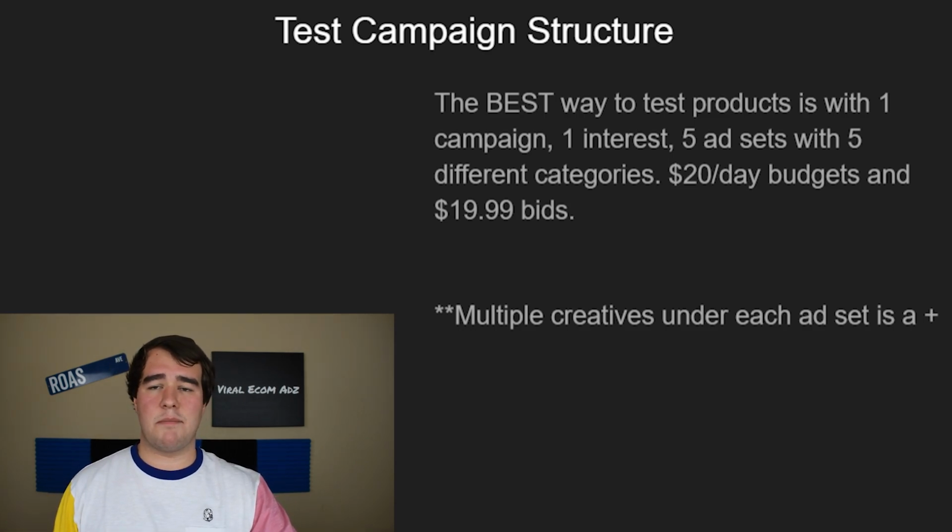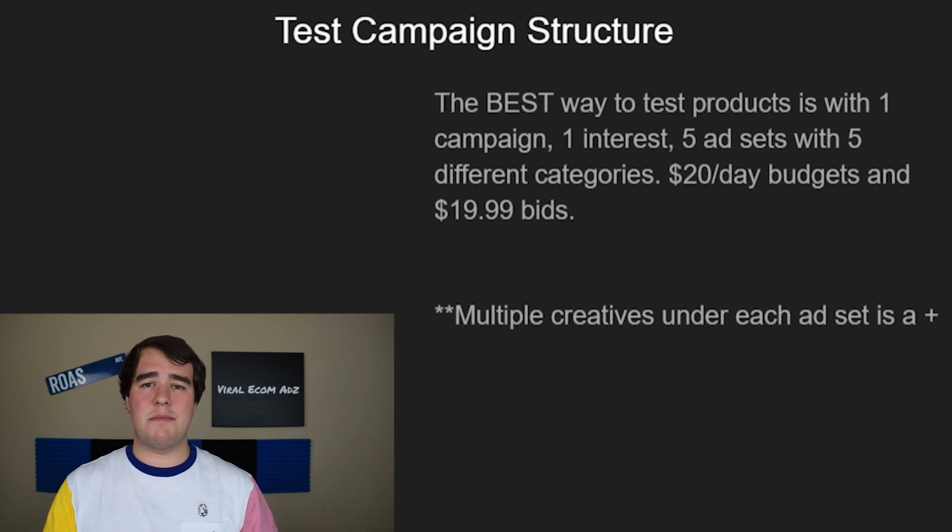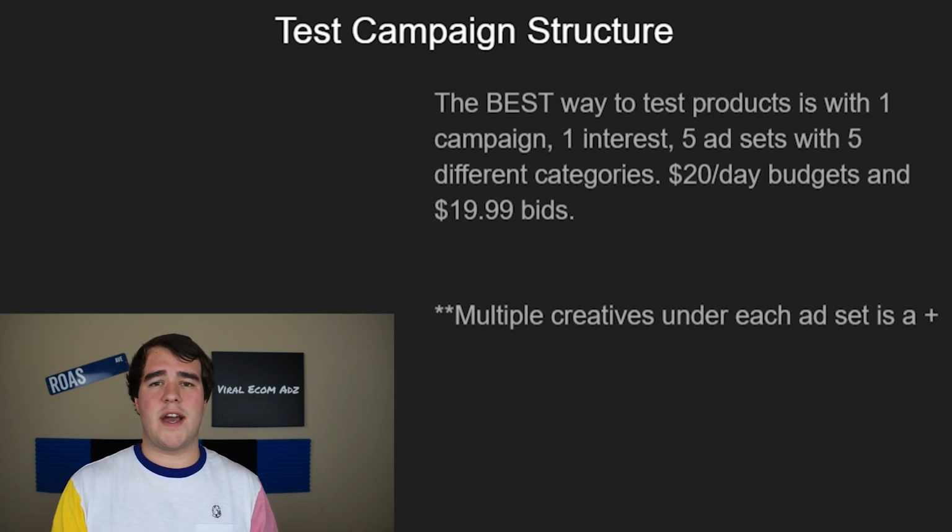Let's talk about test campaign structure. The best way so far, and I'm sure this will change as we do more testing, to test products is essentially one campaign, 5 ad groups, or ad sets as we call them on Facebook, but on TikTok they're ad groups. 1 interest in each ad group, so it's going to be the same interest for all 5 ad groups, and then we're going to do 5 different categories, 1 for each ad set. Now if this is confusing, I 100% agree with you.